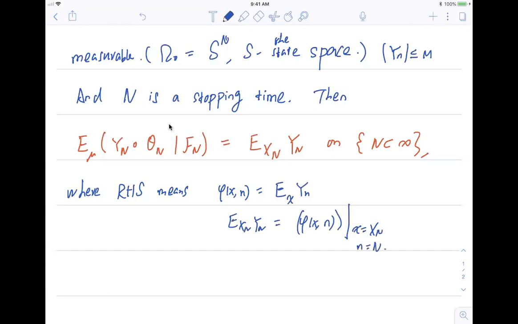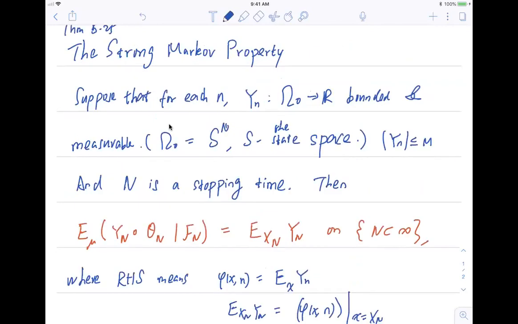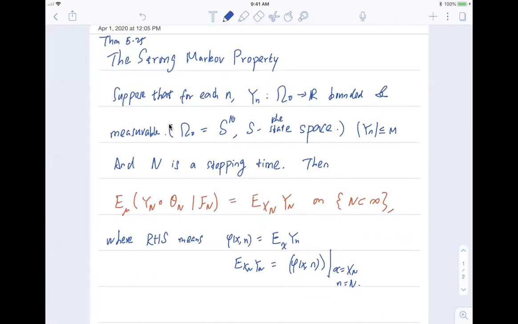So this is the strong Markov property. It shows the independence, trajectory-wise. If you compose with a stopping time, the independence property is also true. So this is the strong Markov property.